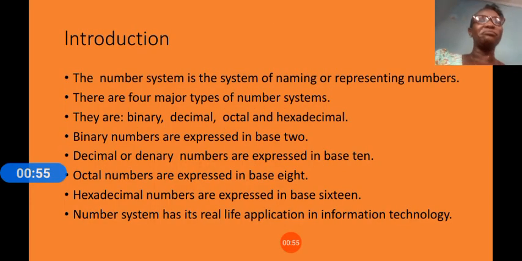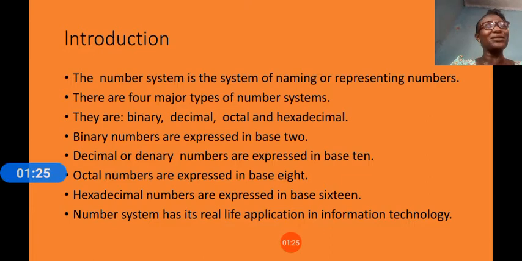Introduction. The number system is a system of naming or representing numbers. There are four major types of number systems. They are the binary, decimal or denary, octal, and hexadecimal. Binary numbers are expressed in base 2. Decimal or denary numbers are expressed in base 10. Octal numbers are expressed in base 8. Hexadecimal numbers are expressed in base 16.